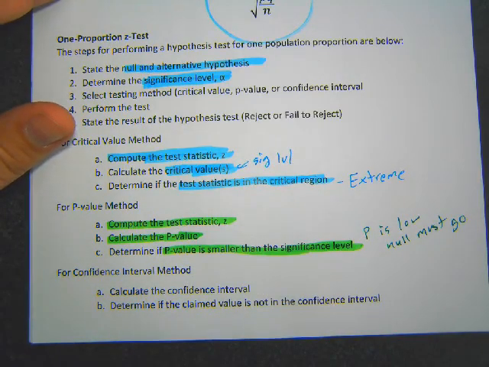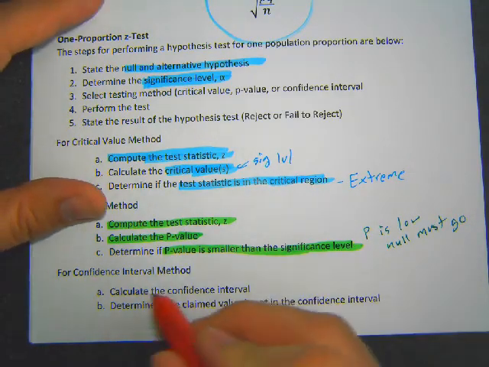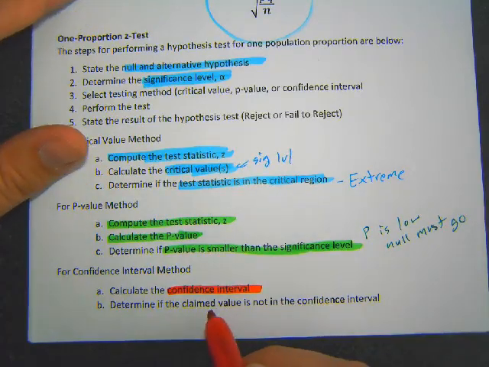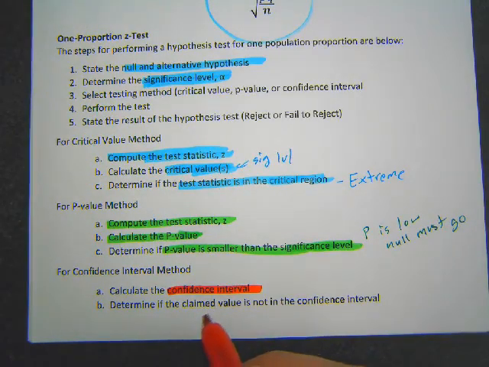And the last method would be your confidence interval method. This is one method where you don't need the test statistic. So you just figure out what the confidence interval is, and you check if the claimed value, your null value basically, is in the interval or not.